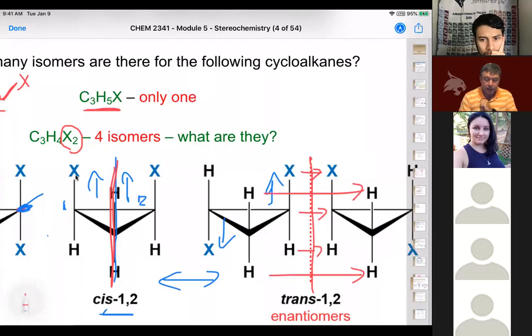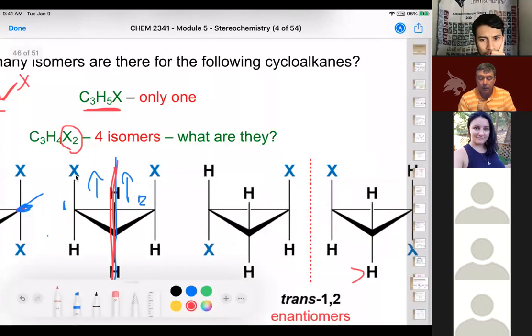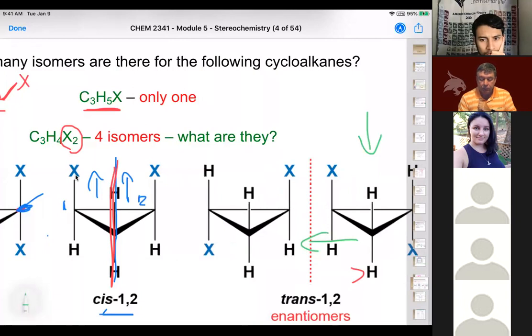And the way we can think about that is if we tried to superimpose our structure here on this one right here, we would probably try to just keep these lined up together, and then we'd have to rotate this 120 degrees. And when we rotate that 120 degrees, that would put the H here and an H here, and an H here and an X here. So they are non-superimposable. And because they're non-superimposable, they are enantiomers. So it's a mirror image that has a non-superimposable image. So this is also a way to find enantiomers.